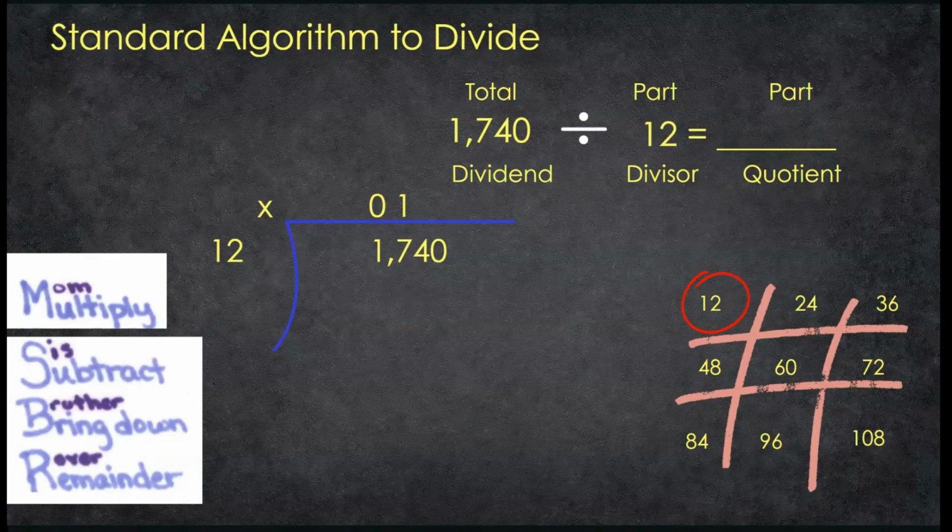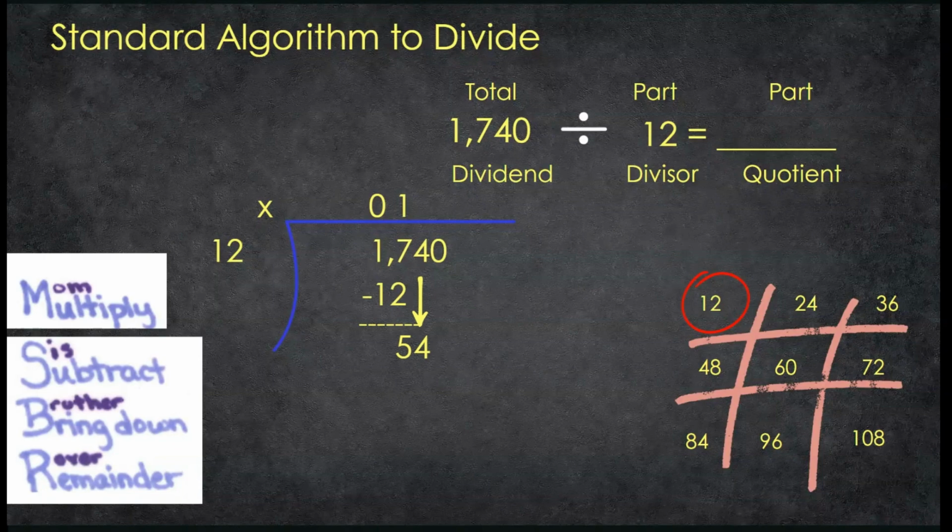Multiply. 12 times 1 is 12. And then I immediately go to the second step, subtract it out. So I'm going to minus 12. That's going to give me a difference of 5. Now the third step, brother, that stands for bring down. I'm going to look to the next place value, the tens, and bring that 4 down to my 5. That's going to give me a total of 54 tens.